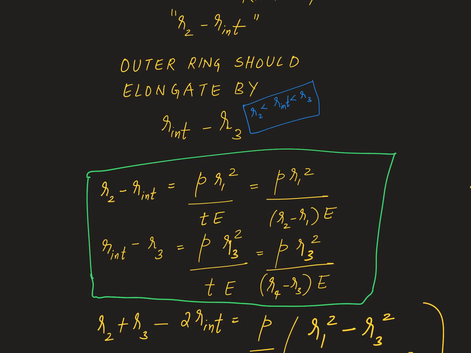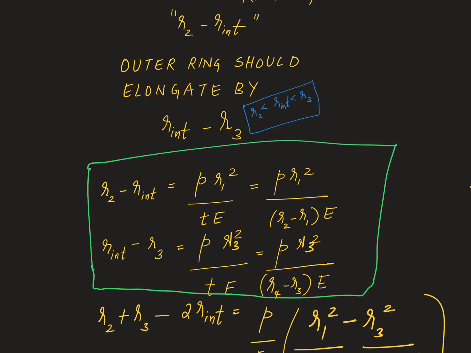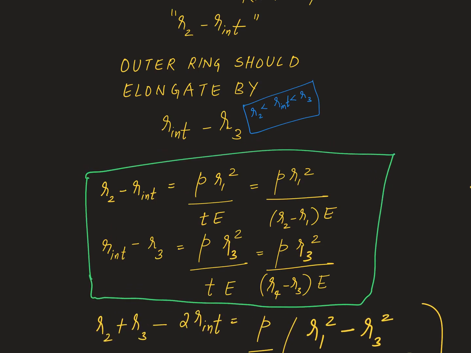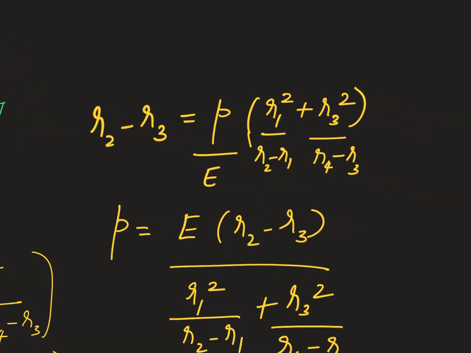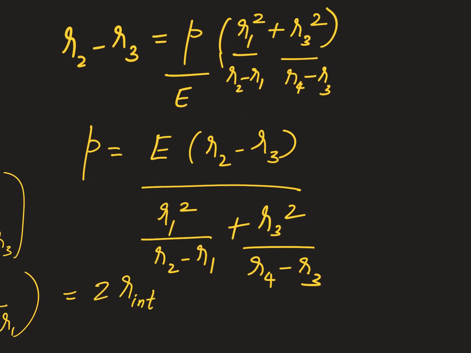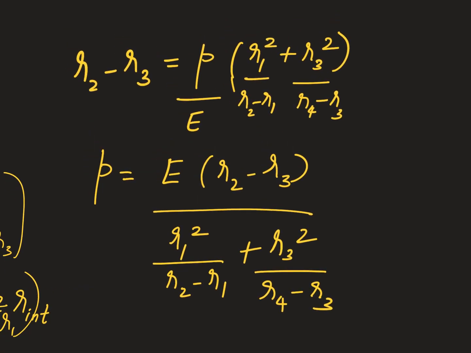Now you can add these two equations together. Once you add these two equations together, what happens? R int will get cancelled because there is a minus and here is a plus. So R2 minus R3 can be written, once you add these two equations together, like this: R2 minus R3 will be P divided by E, and this slightly long function of R1, R2, R3 and R4. It's simply plug and chug. It's plug and chug from now onwards. From this expression you can solve for the contact pressure.